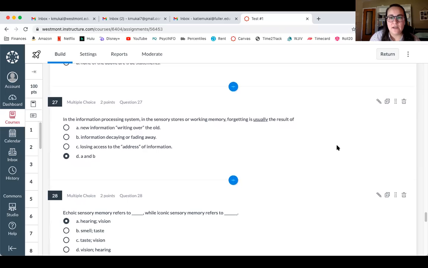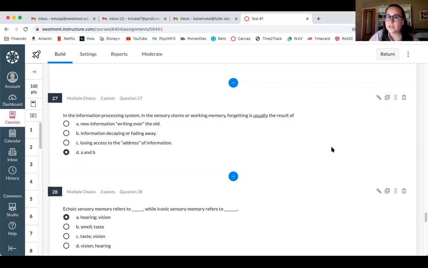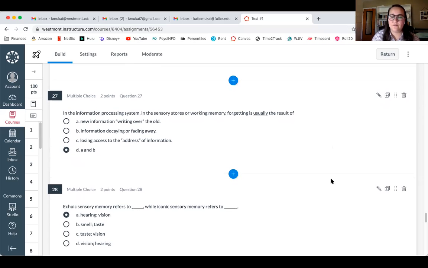Okay, and for number 27, within the information processing theory idea of memory, forgetting is the result of both new information sort of writing over the old, as well as information decaying or fading away. So we have this idea of information not sticking because it's just not being accessed, and over time it just fades away as a natural process of time. And then we also have this idea, right, of information just sort of being rewritten. It's being written over.